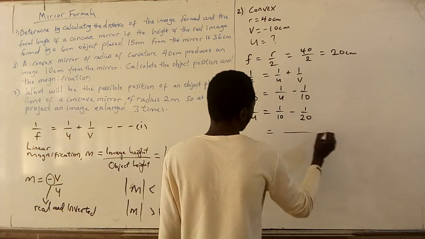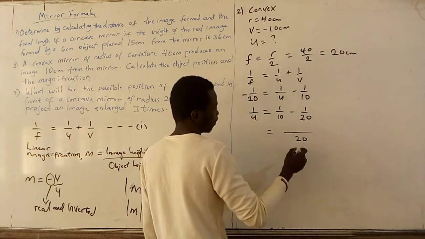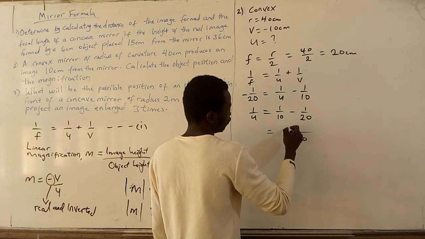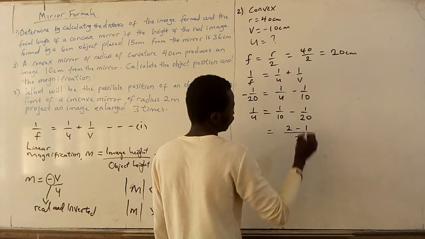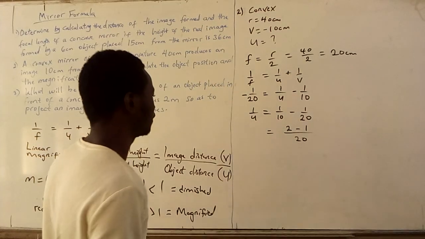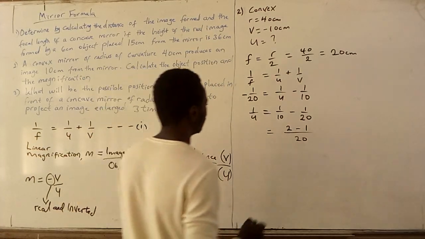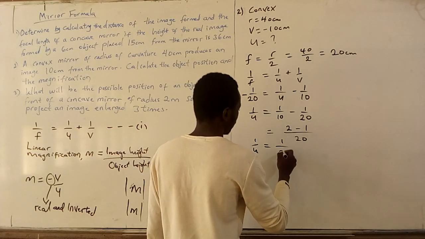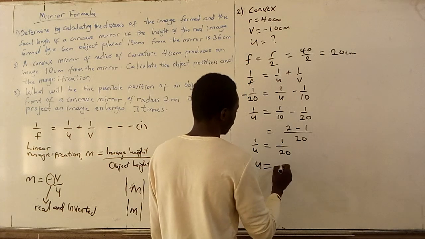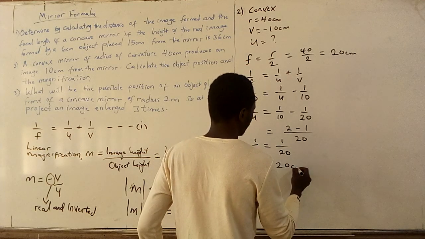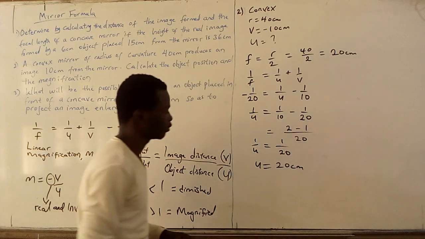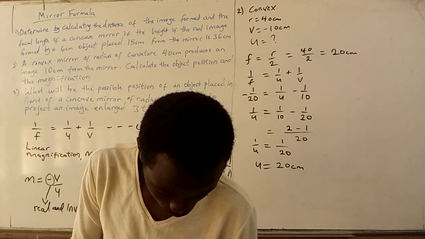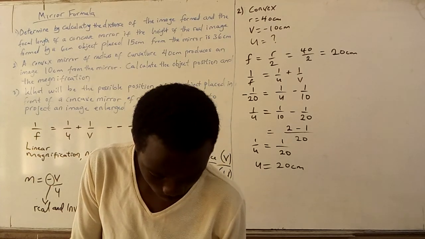Solving this, we have 20 as the common denominator, so this will be 2 minus 1. So 1 over U is equal to 1 all over 20. So U is equal to 20 centimeters. So that's it.